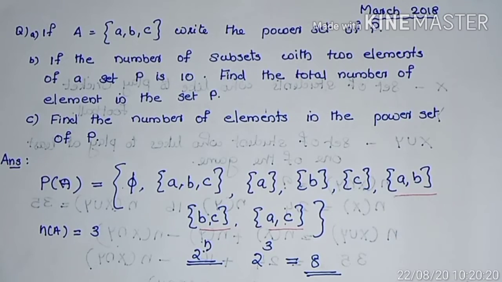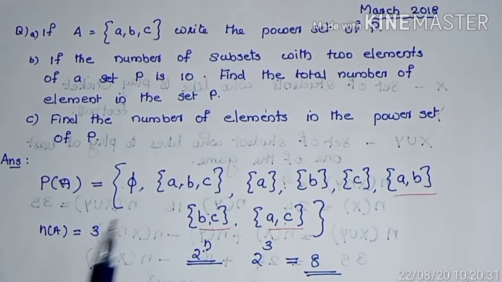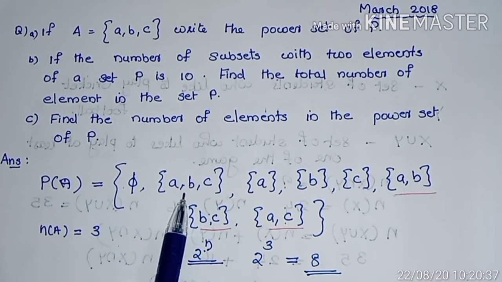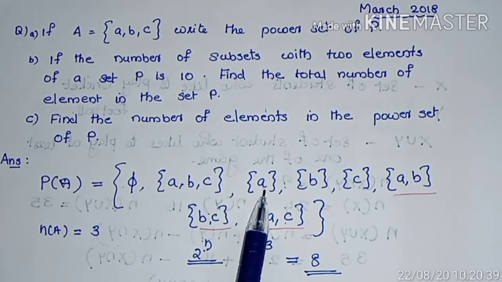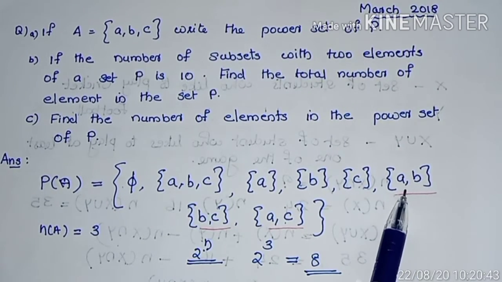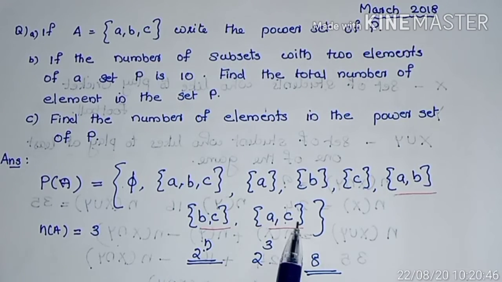If A is equal to set {a, b, c}, write the power set of A. We know what the power set is. The power set means the set of all subsets of the set. We write all the subsets of the set. P(A) is equal to first the null set, second the set itself, and the singleton sets, set {a}, set {b}, set {c}, then two elements, set {a, b}, set {b, c}, set {a, c}.